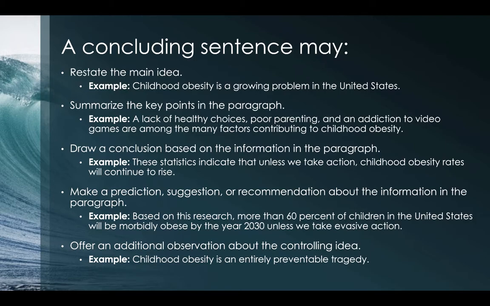You can make a prediction, suggestion, or recommendation about the information in the paragraph. So based on this research, more than 60% of children in the United States will be morbidly obese by the year 2030 unless we take evasive action. Again, who's the we? I don't know. Are we talking about Americans? Are we talking about doctors? I don't know who this paper's for. But don't say we, because you're making assumptions about your audience.